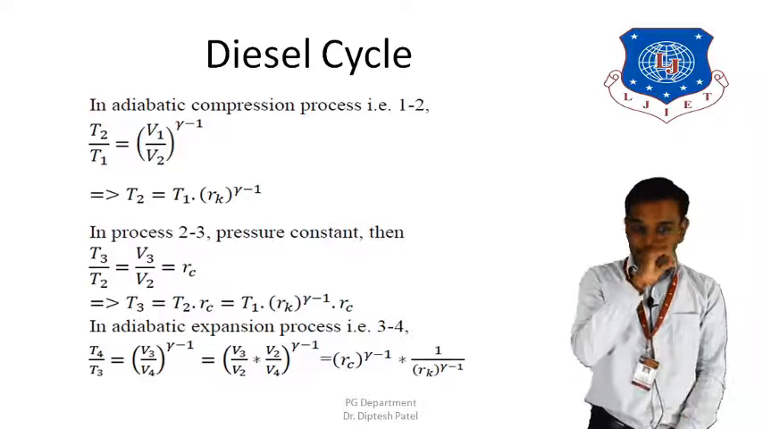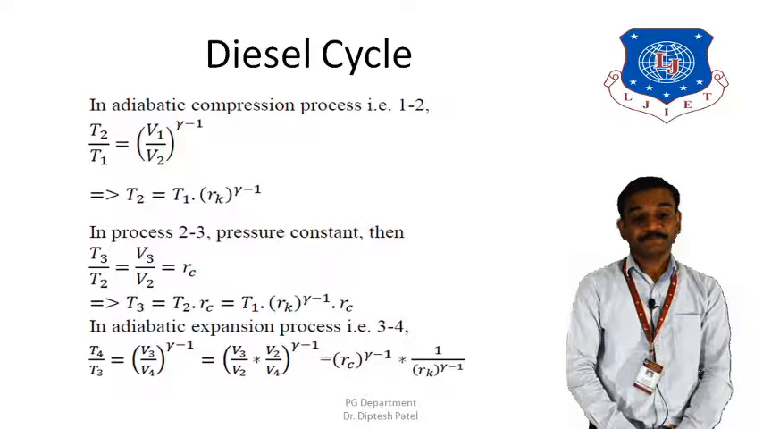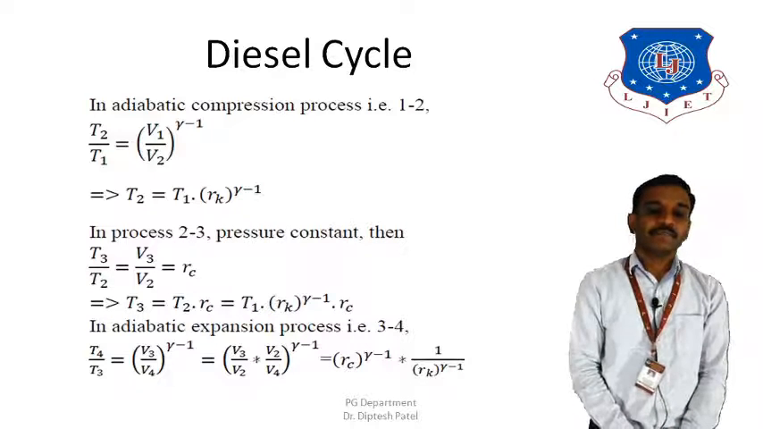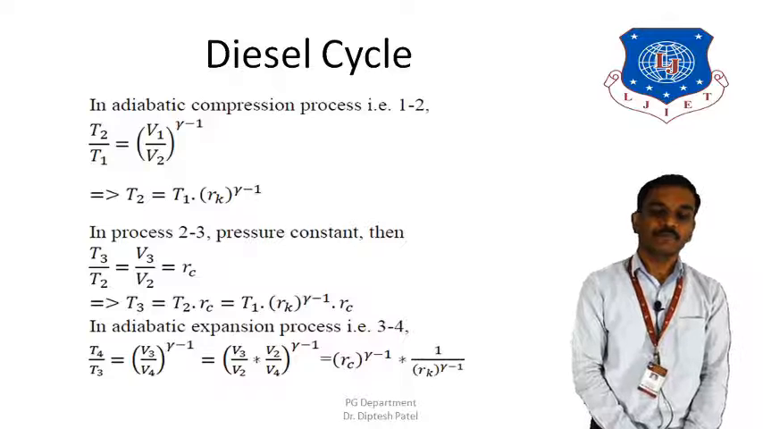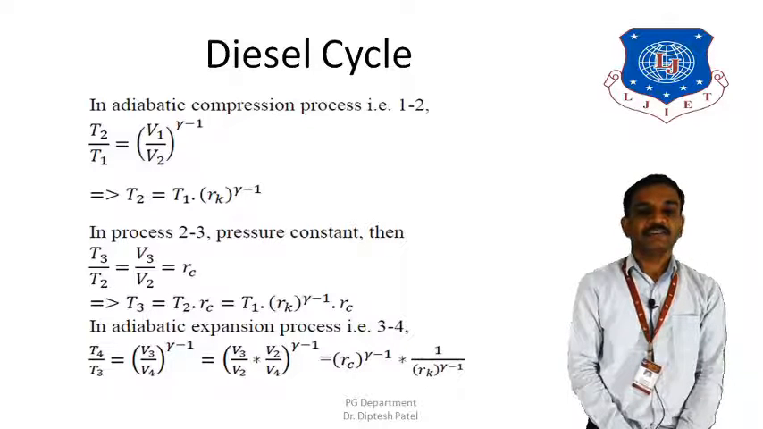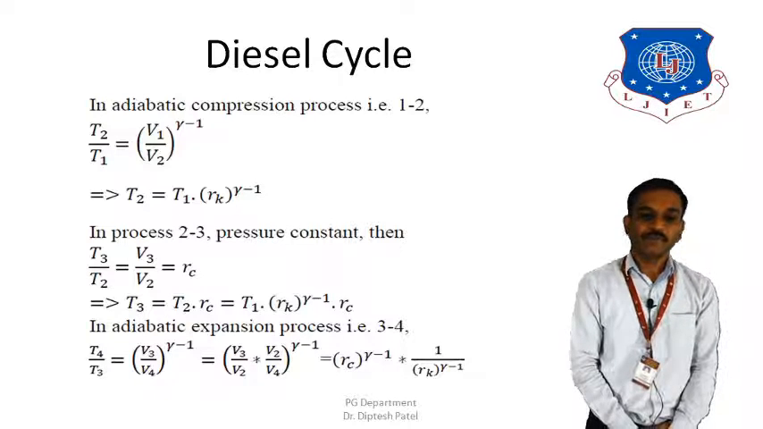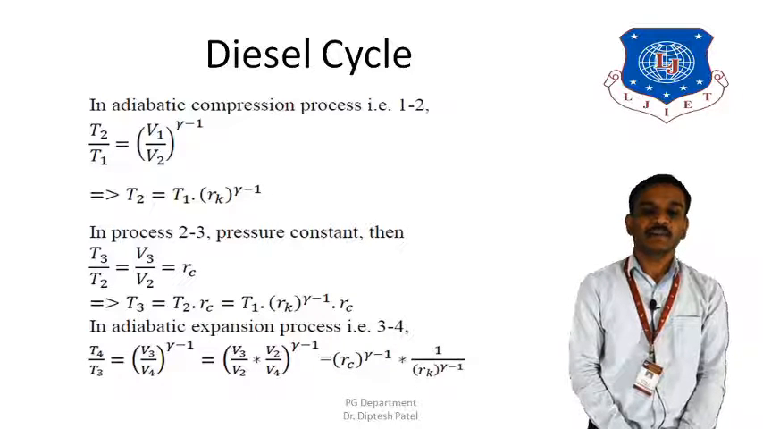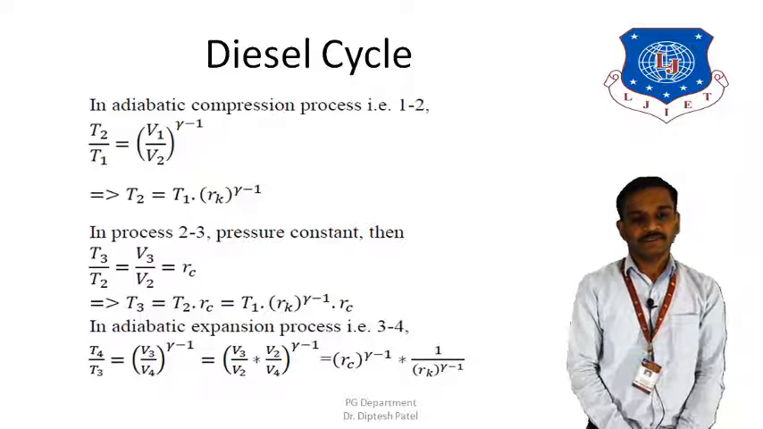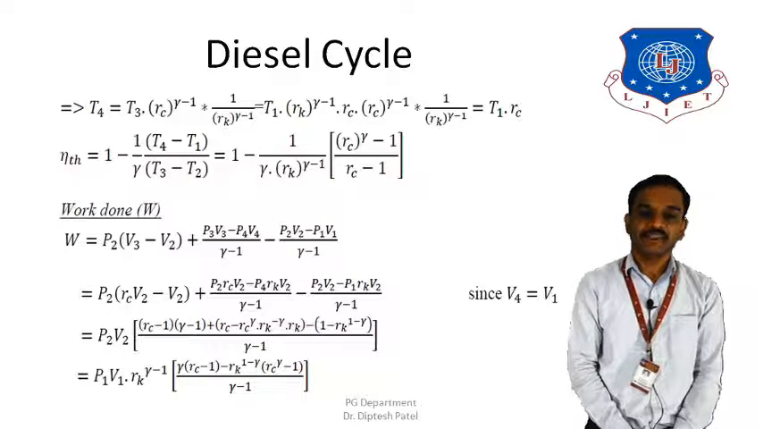Similarly, for the adiabatic expansion process 3 to 4, we know that the isentropic relation is T4 upon T3 equal to V3 upon V4 raised to gamma minus 1. Here we are going to multiply and divide by V2, so that is equal to V3 upon V2 into V2 upon V4 raised to gamma minus 1, and that is equal to Rc raised to gamma minus 1 into 1 upon Rk raised to gamma minus 1. So that is the adiabatic expansion process.